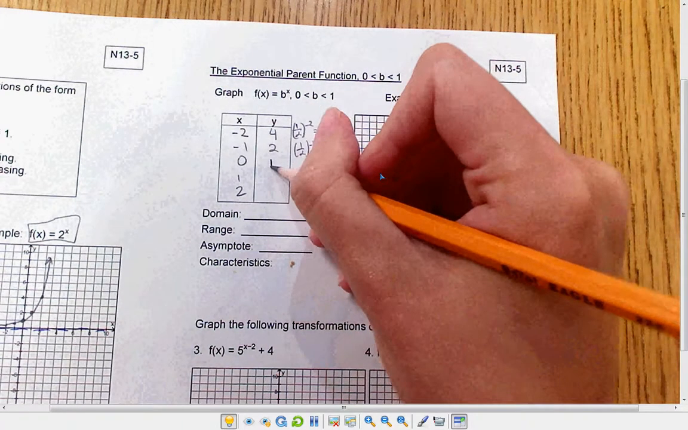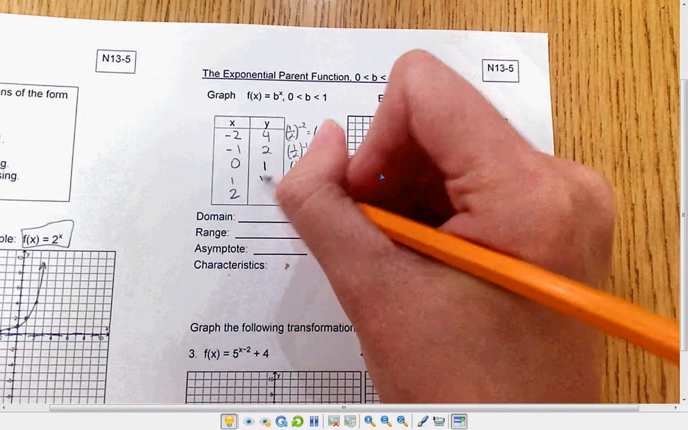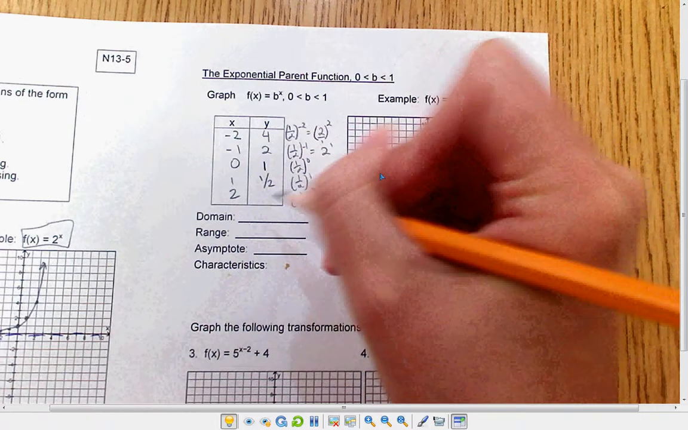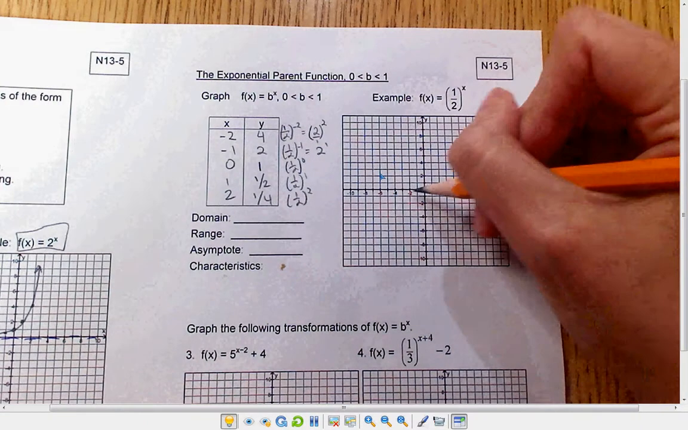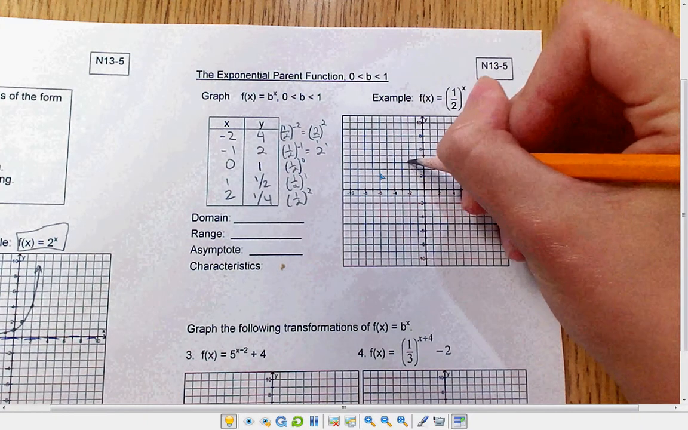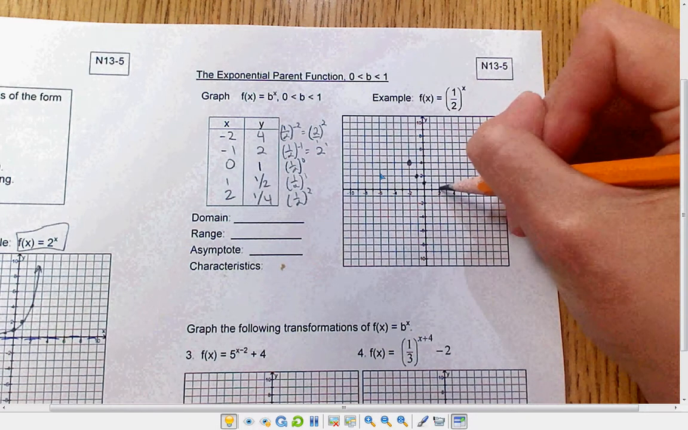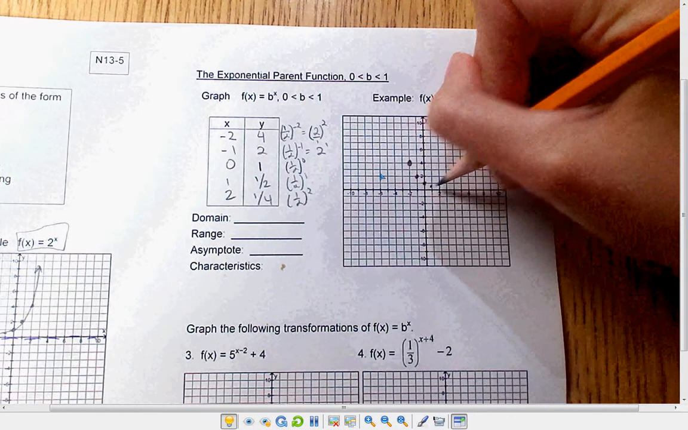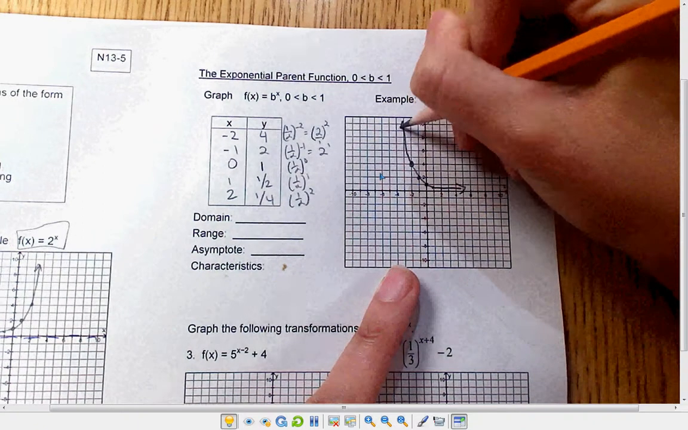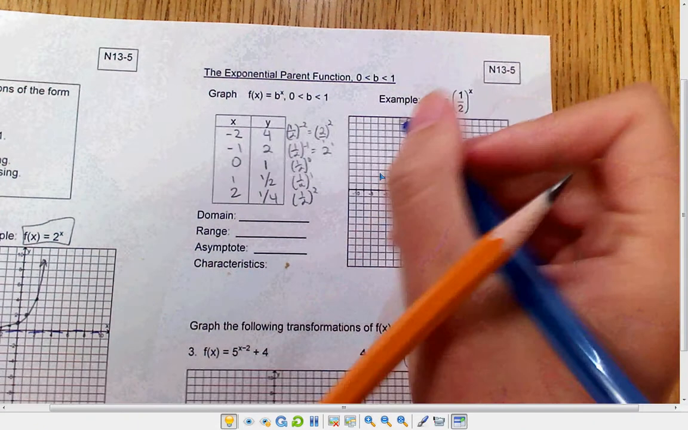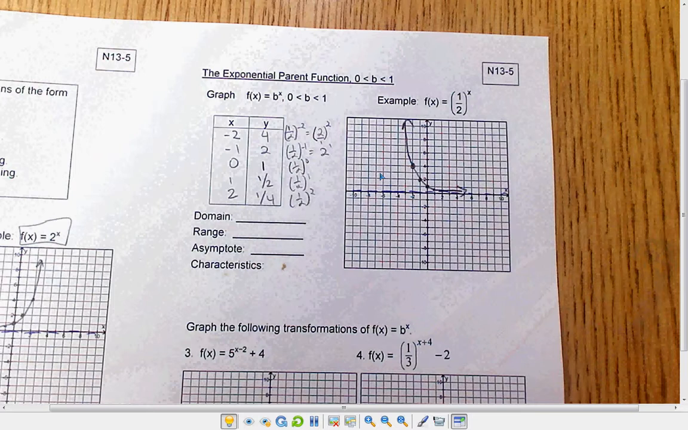Anything to the 0 power is 1. And then 1/2 to the first power is just itself, 1/2. 1/2 squared is 1 over 4. So notice what's happened here is now they've just switched places. So now negative 2 is at 4. Negative 1 is at 2, 0, 1, 1/2, and 1/4. And again when we connect our points, this is going to go towards the asymptote, this is going to go up, and we have another asymptote, dotted line, at y equals 0.